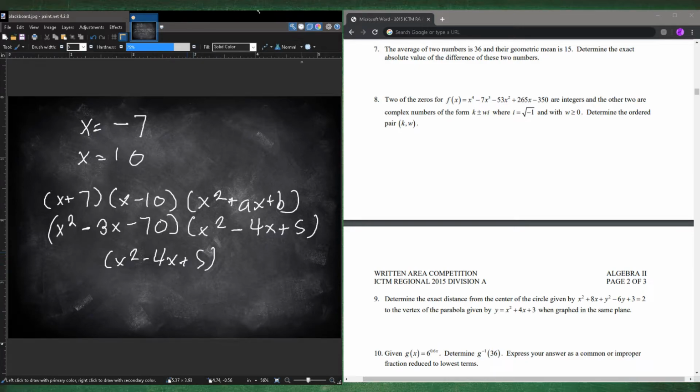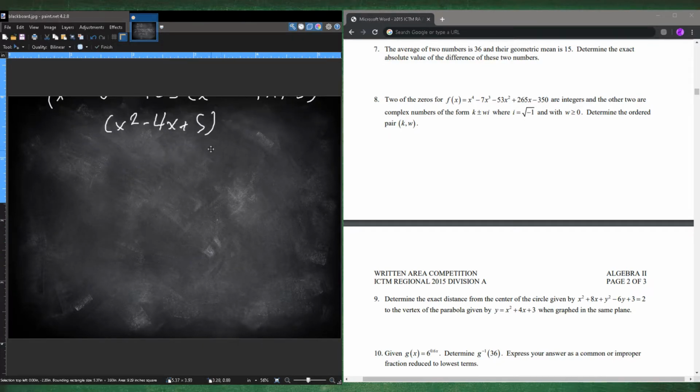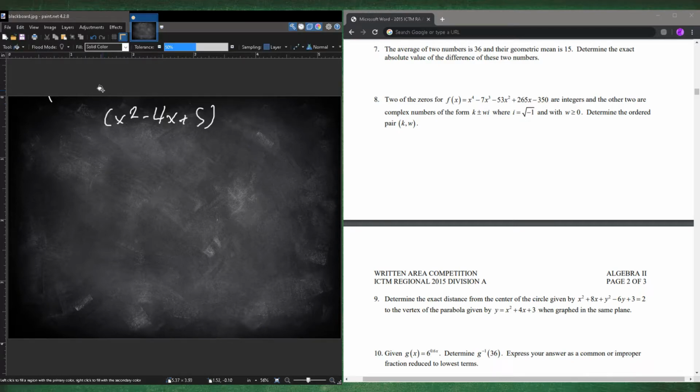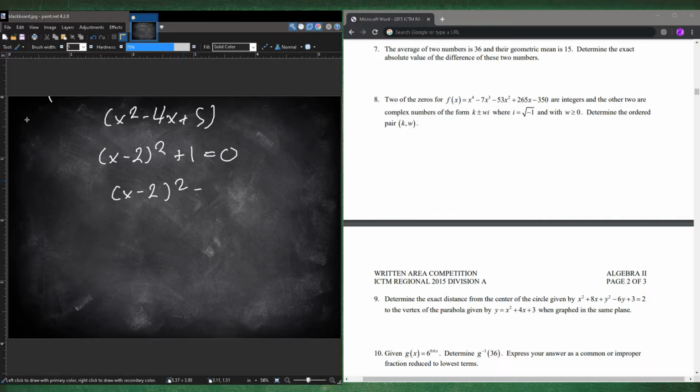So we know this equation is true. So let's move this up. We just need to find the roots for this equation, which we can do with the quadratic formula. If you want to complete the square, which is usually what I do, this is x minus 2, x squared minus 4x plus 4. So you have to add 1. So that's equal to 0. So (x minus 2) squared is equal to negative 1. Take the square root of both sides.